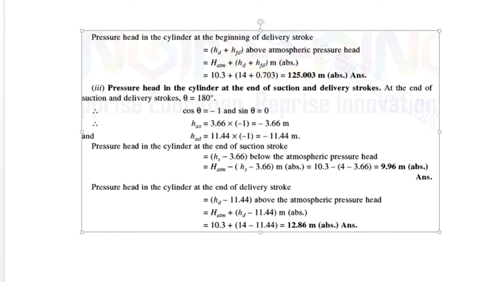Third, we have to calculate the pressure head in the cylinder at the end of suction and delivery stroke. At the end of the delivery stroke or suction stroke, theta will be 180 degrees. Cos 180 is equal to -1 and sin 180 is equal to 0. So after putting the values of cos theta and sin theta, you can get the value of pressure head in the cylinder at the end of the suction stroke, that is 9.96 meter absolute, that is below the atmospheric pressure head, and at the end of the delivery stroke this value will be 12.86 meter absolute, that is above the atmospheric pressure head.